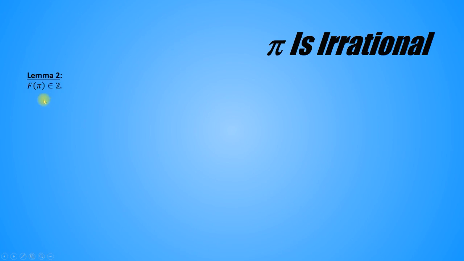Lemma 2. Capital F of pi is an integer. Now remember, this is important. Pi equals the rational number a over b by assumption. So for the proof, we're going to show this by examining a slick little transformation property of little f.